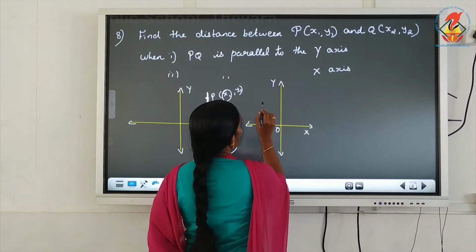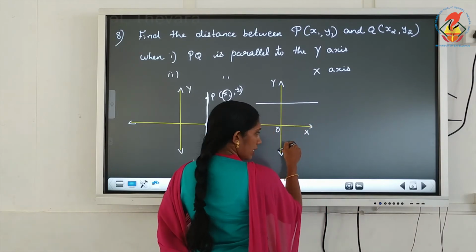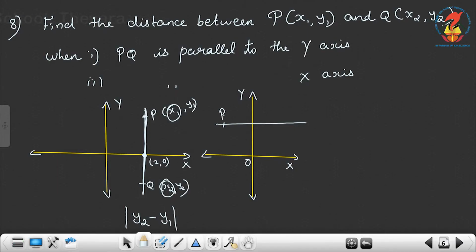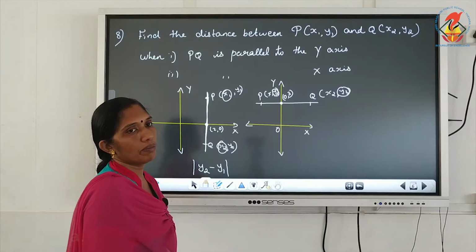So draw a line parallel to the x-axis. Okay, or here anywhere you can draw. One is P, the other one is Q. Here which coordinates are equal? This one is (x2, y2), and this one (x1, y). It is parallel to the x-axis through this point. So the y coordinate will be the same. For example, let it be (0, 3). Okay, (0, 3). Then for this point Q, its y coordinate will be 3. Here y1 is equal to 3. The y coordinate will be the same.